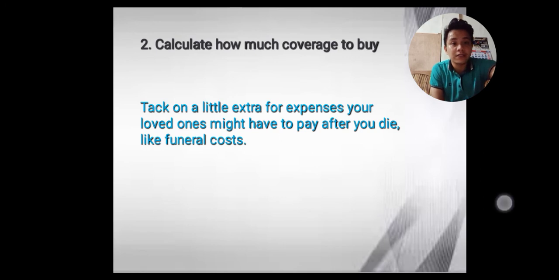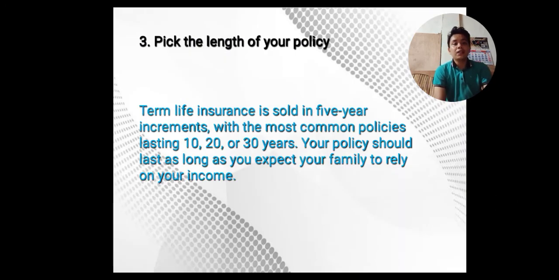The next step: pick the length of your policy. Term life insurance is sold in 5-year increments, with the most common policies lasting 10 to 20 years. Your policy should last as long as you expect your family to rely on your income.